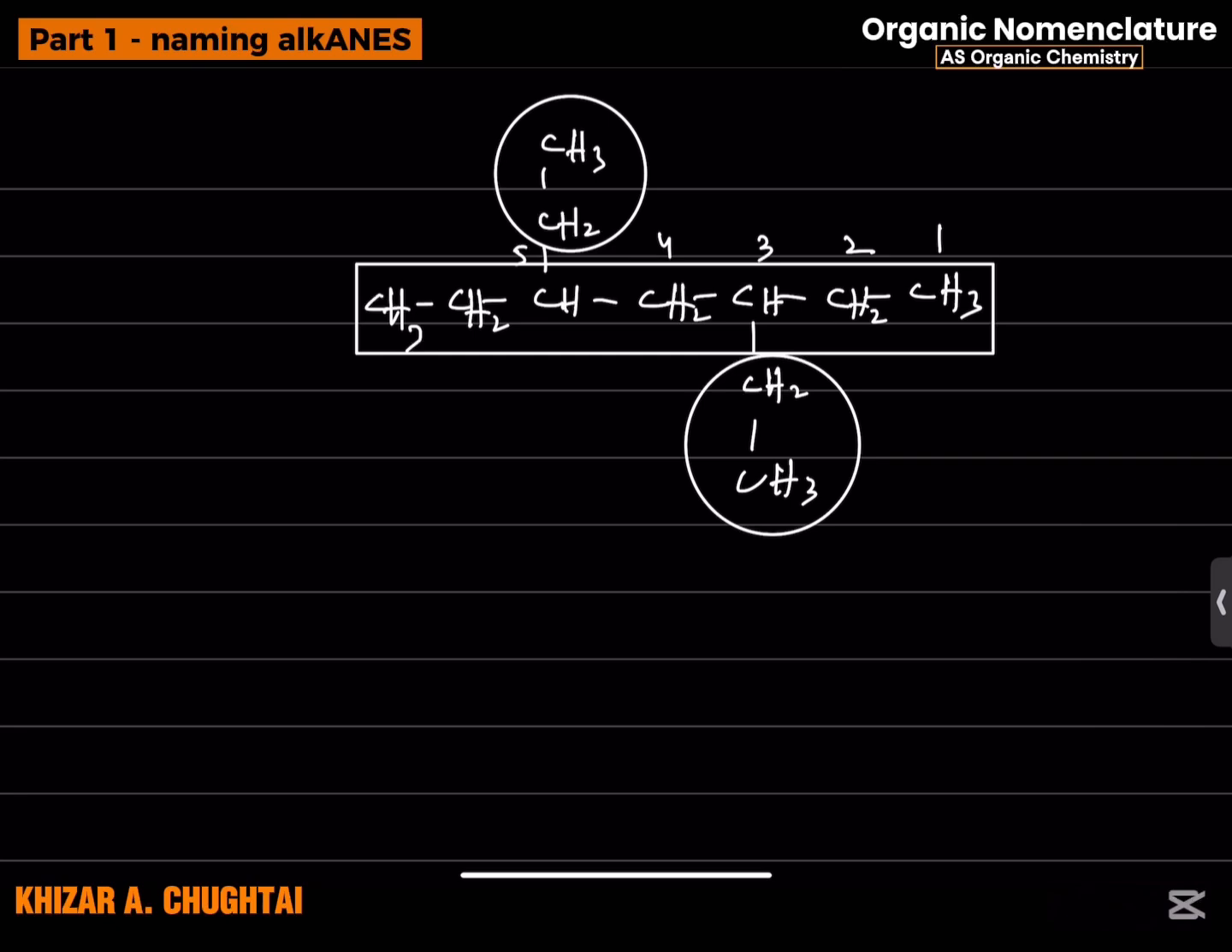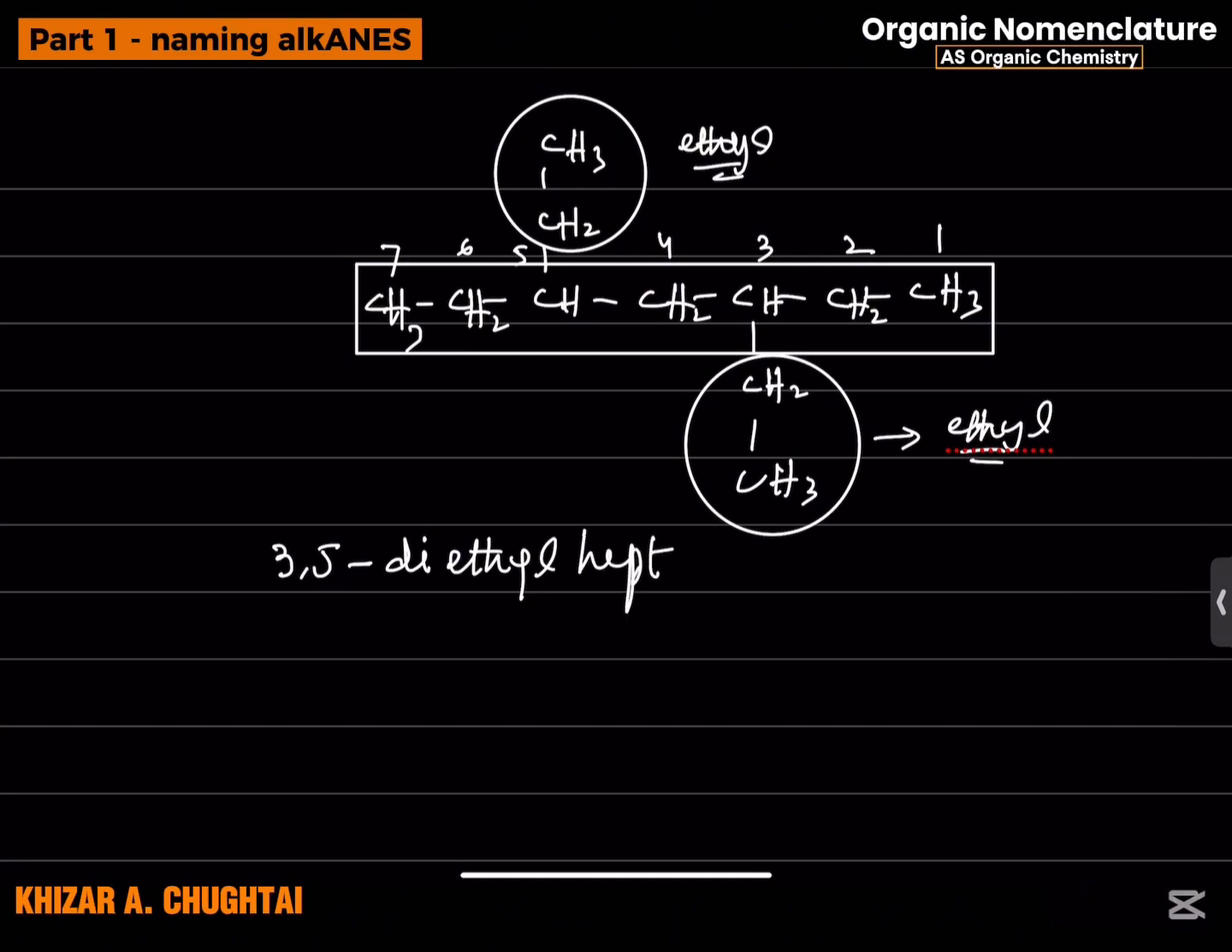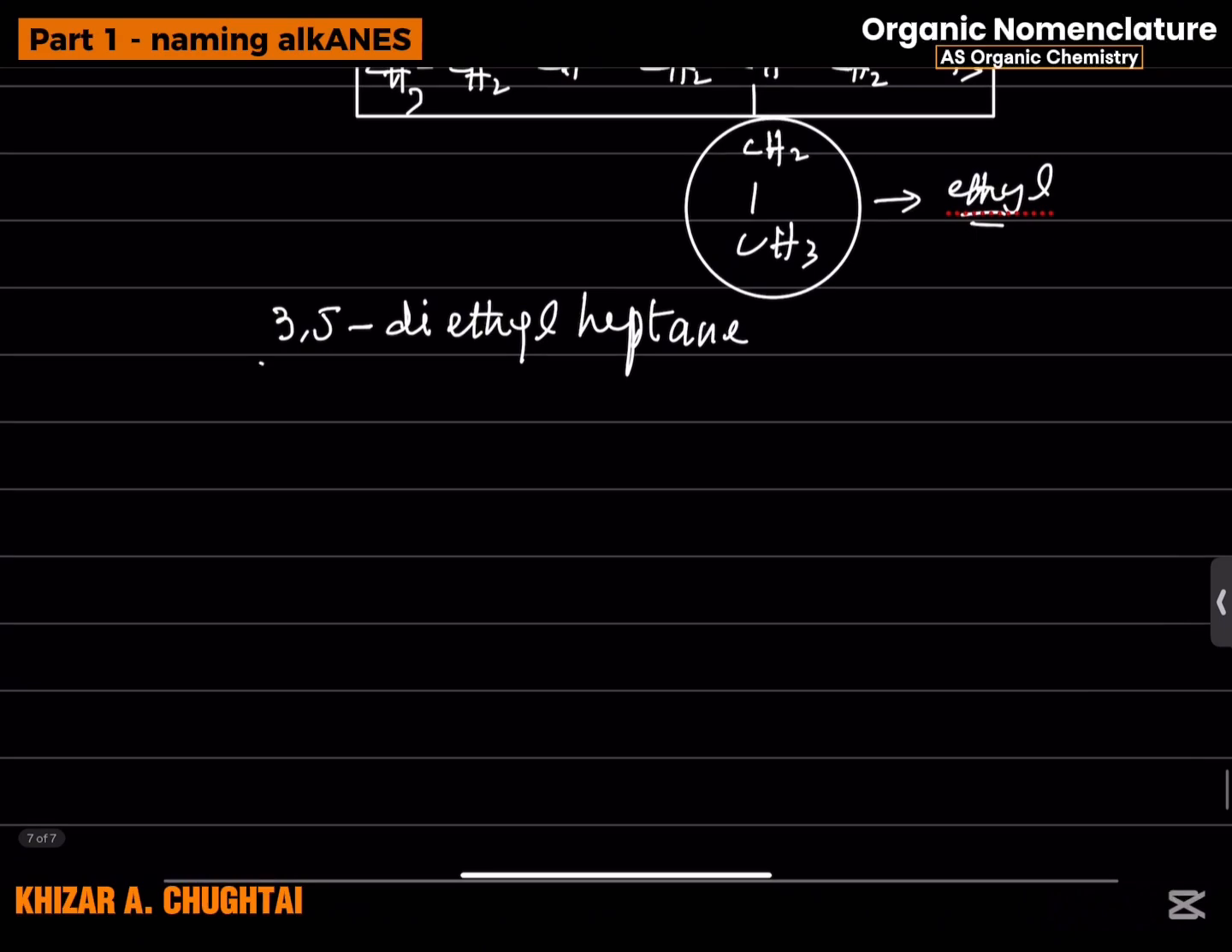3, 5. 6 and 7. 3, 5. They are 2 in number, diethyl. The name of the branch this time is ethyl. That is also ethyl. And they are the same branches, so their names will be written together. 3,5-diethyl, hept for 7 carbons. All carbons are single bond, heptane. This is the name of this compound.